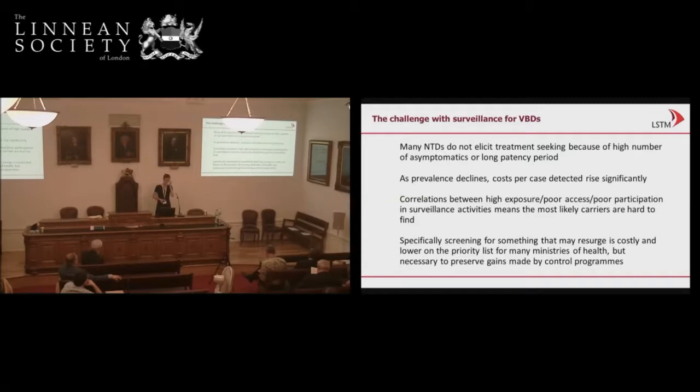So communities and donors may lose a bit of momentum here when you have a disease that's of very, very low prevalence. We also see correlations between individuals that are highly exposed also having very poor access, and also poor participation in surveillance activities. So that when the team turns up to a community to take a sample and measure the microfilaria prevalence in the case of filariasis, you may not be seeing the individuals that hold the greatest burden of disease. And in the long term, specifically screening for something that isn't there but that may reemerge or come across the border, it's very costly and it will be low on the priority list for many ministries of health. But this is necessary in order to preserve the gains that have been made by control programs.